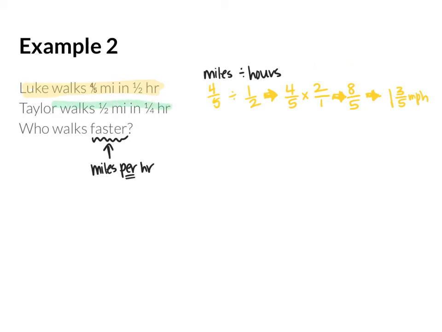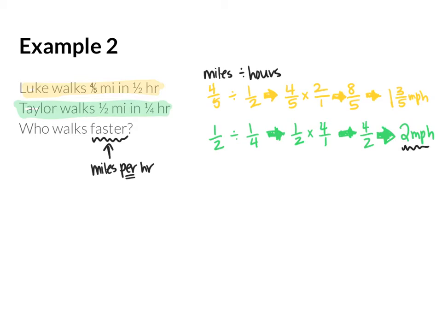Meanwhile, we have Taylor who walks half a mile in a fourth of an hour. I'm going to be taking half a mile and dividing by a fourth of an hour. I rewrite it as a multiplication problem, so 1/2 times the reciprocal, which is 4/1. That simplifies to 2 miles per hour, which is a faster rate than 1 3/5 miles per hour. So Taylor is the faster walker.